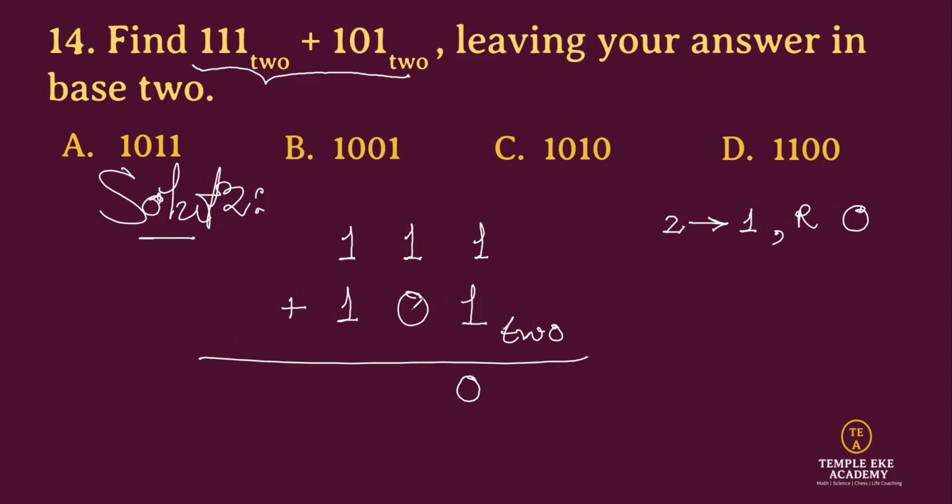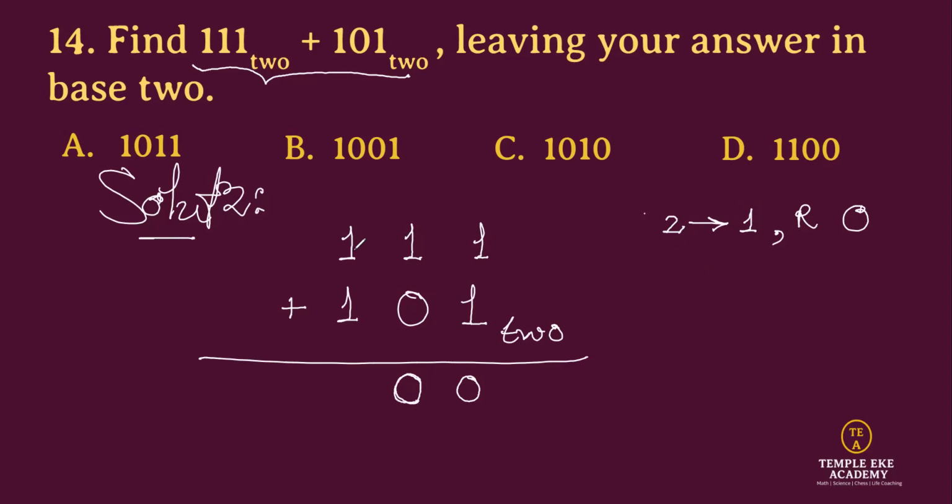1 plus 0 is 1, plus the incoming 1 taken over, that gives us 2. Once again, we have to divide by 2. 2 divides into 2 gives us 1, remainder 0. So we're going to have remainder 0 once again and take 1 over to the next digit.